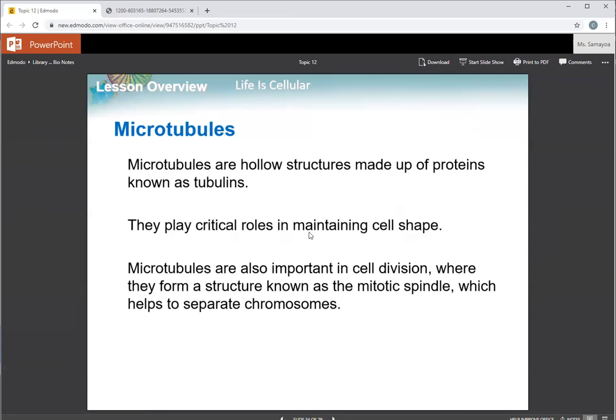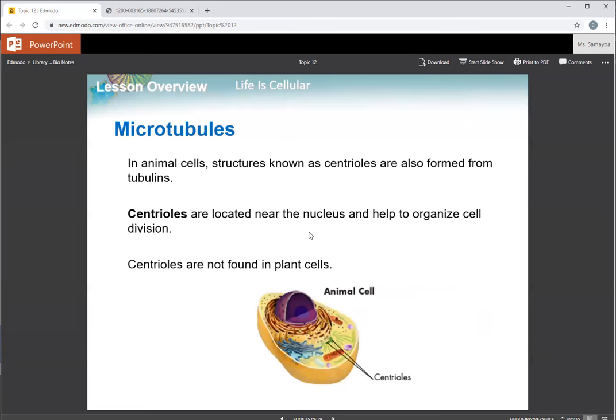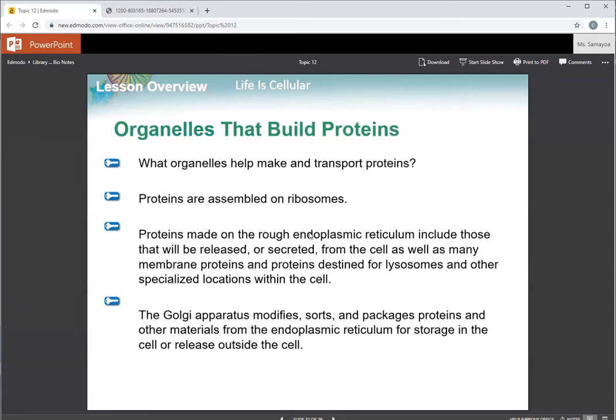Now, when we go to the microtubules, they're going to be a little different. Think of like steel rods. They're going to be hollow inside. They're going to help maintain the shape. They are going to show up again. You will see them when we go over mitosis, that they help separate the chromosomes, but that we'll worry about later on. The centrioles, same thing. They're going to be located near the nucleus, and they help organization during the cell division, but again, we're not there yet.